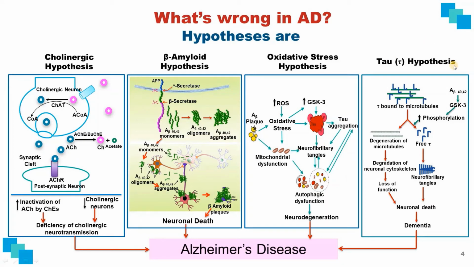Now the last one, the tau hypothesis. Phosphorylation of microtubule associated protein tau, shown here, causes degeneration of microtubules and also produces free tau proteins, which further produce neurofibrillary tangles or intracellular aggregates that ultimately lead to neuronal death and dementia.